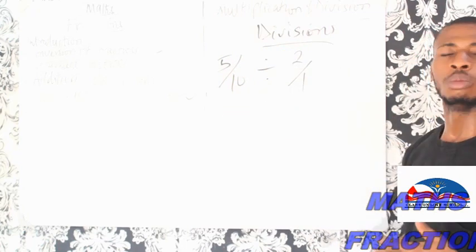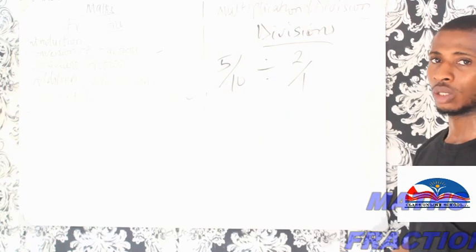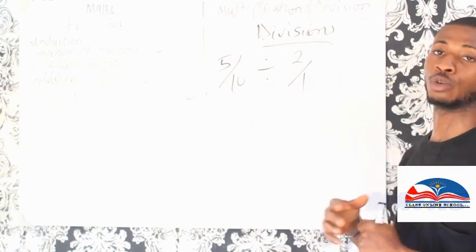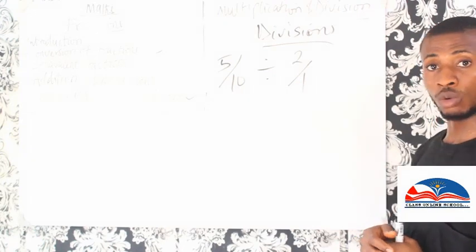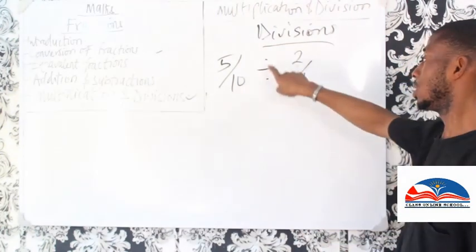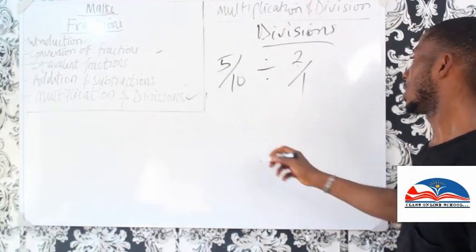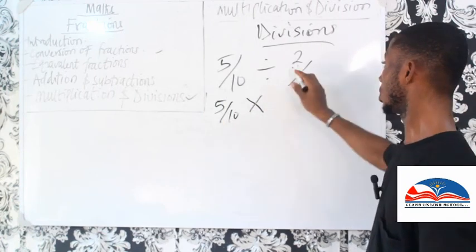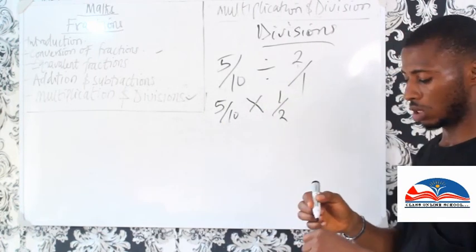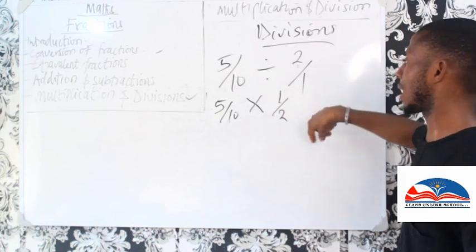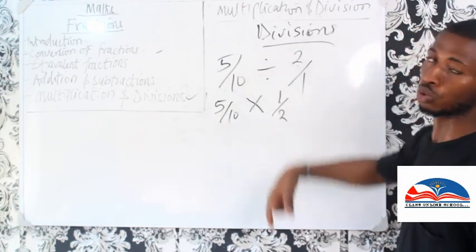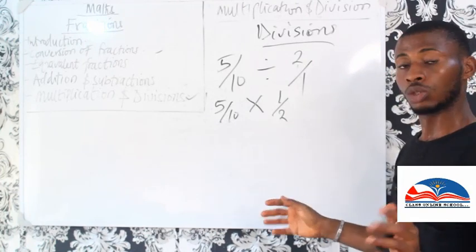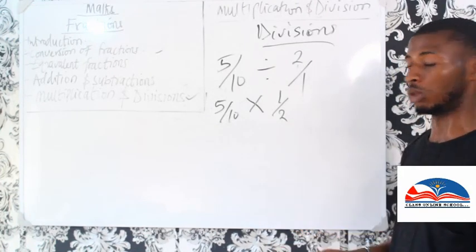You can do it like that, but I will not advise you to do that. What I advise you to do is to turn this upside down and the sign will change. What do I mean? If you spin this upside down, the sign will change. That means 5 over 10 times 1 over 2. We just turn this upside down and the sign changed to multiplication. That is just it.